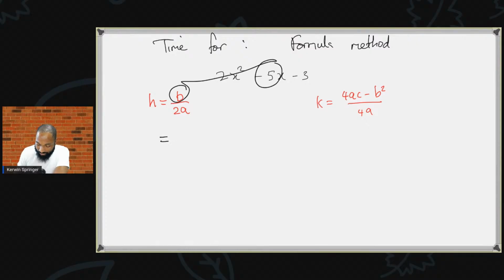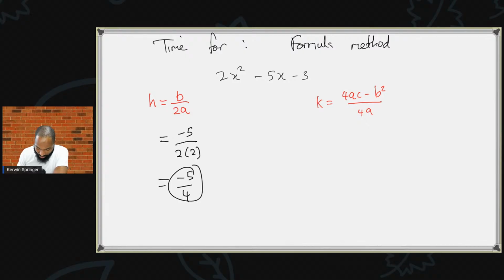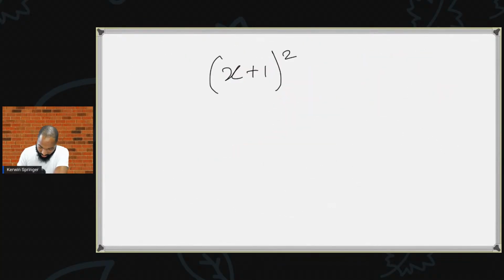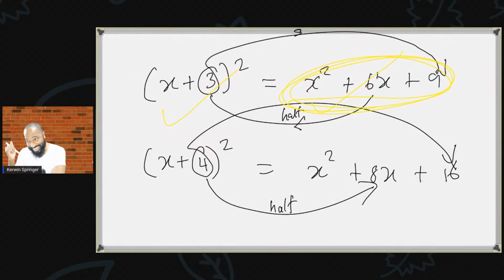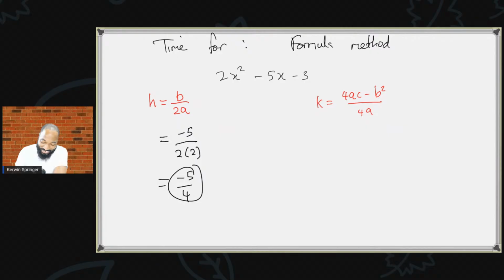b is -5, so I'm going to put -5. a is 2, so I'm going to put 2 by 2. So you get -5 on 4. Wait. This is the same number from here. Yes. So we just get the answer straight up, that's what the whole formula method is about.